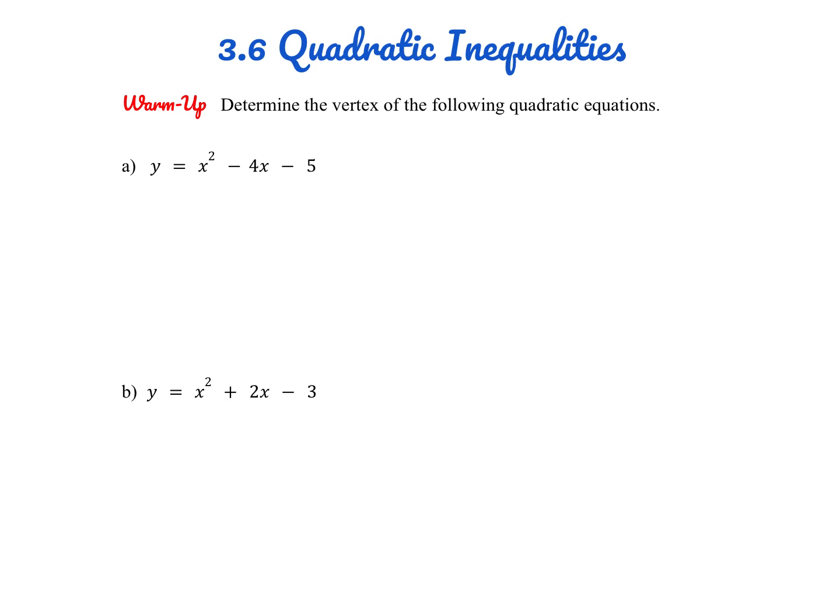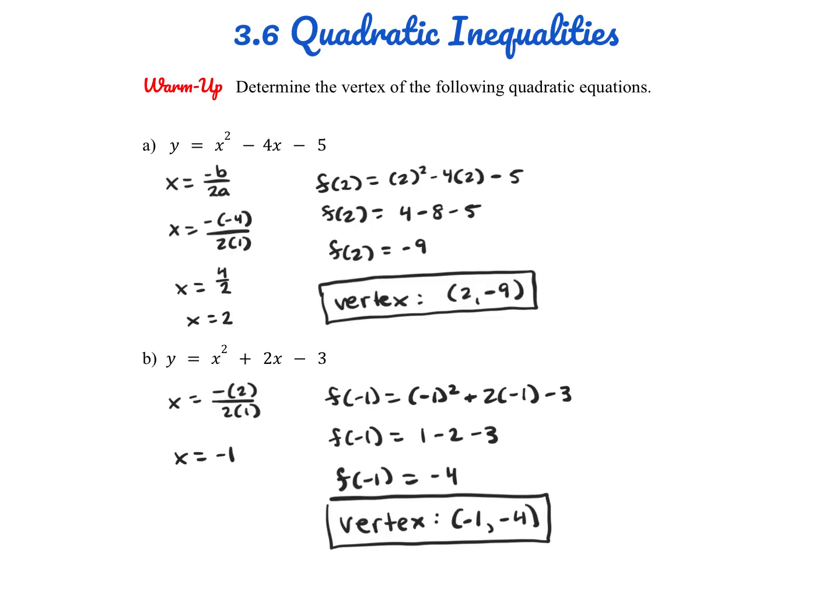But first, please pause the video and give this warm-up a try. Alright, go ahead and check your answers here. I used negative b over 2a to find the x value of my vertices, and then substituted it back in to find the y values.